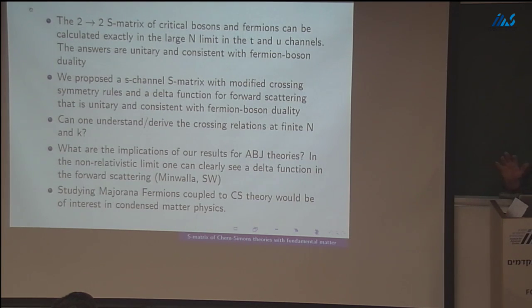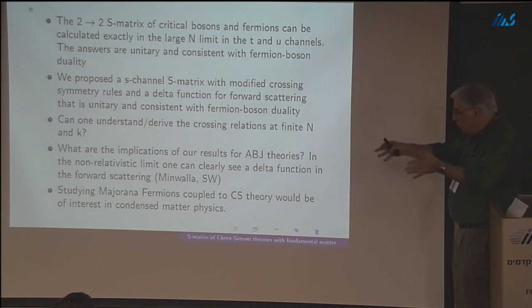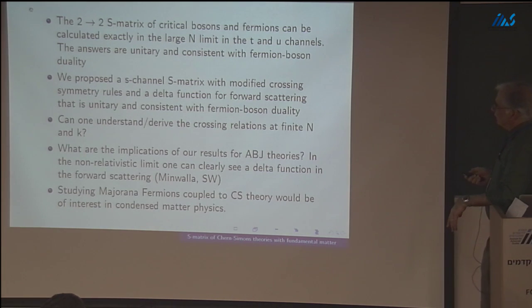Okay, so my conclusions are basically that the critical bosons and fermions and deformations can be calculated, and they are all consistent with unitarity and with fermion-boson duality.